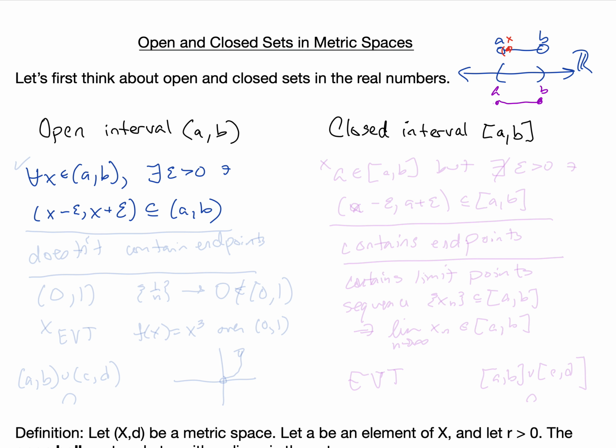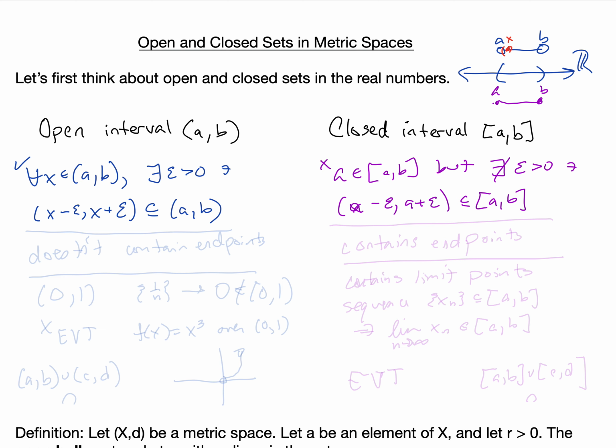Whereas closed intervals do not have this property. For example, if we're talking about the closed interval AB, then A is in the closed interval AB, but there is no epsilon greater than 0 such that the interval from A minus epsilon to A plus epsilon is a subset of that closed interval AB, because no matter how small epsilon is, A minus epsilon will be just outside of it. All right, what are some other properties? This is a property that open intervals have that closed intervals do not have.